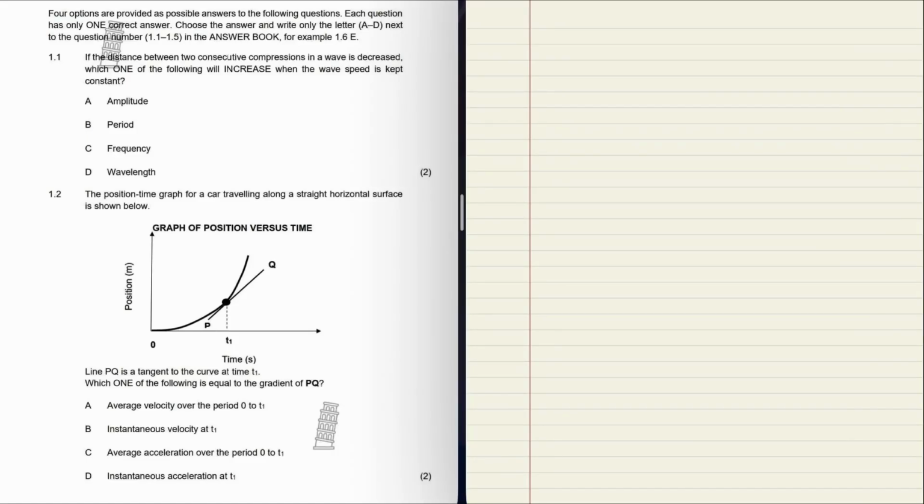Let's take a look at this grade 10 November paper. Question 1.1. If the distance between two consecutive compressions in a wave is decreased, which one of the following will increase when the wave speed is kept constant?